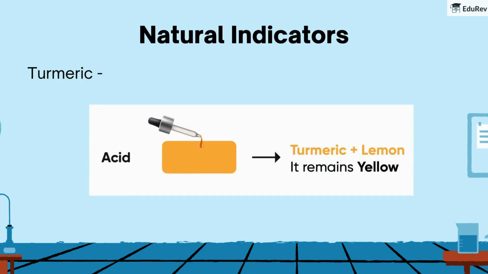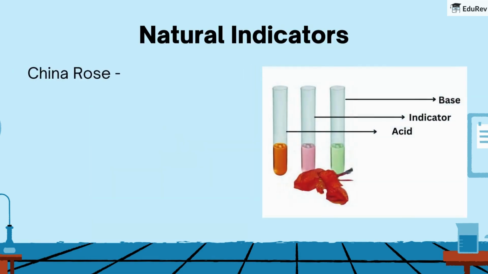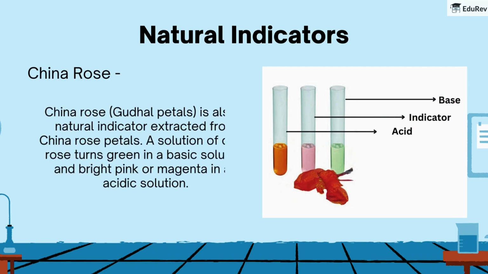Even in acidic solution, it stays yellow. But in basic solution, it changes its color to vermilion red. Next natural indicator is China rose. China rose, gudhal petals, is also a natural indicator extracted from China rose petals. A solution of China rose turns green in a basic solution and bright pink or magenta in an acidic solution.